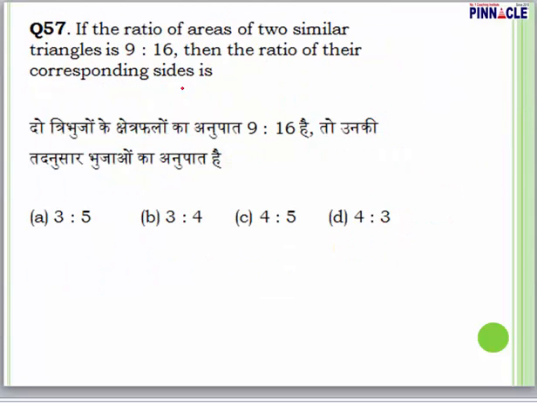Now question number 57. If the ratio of the area of two similar triangles is 9 by 16, then the ratio of their corresponding sides would be. See, the ratio of areas is always equal to the square of the ratio of their corresponding sides. So it will be equal to 3 by 4. 3 by 4 should be the answer. You can say the answer in this case is B. This is an important property you must learn.